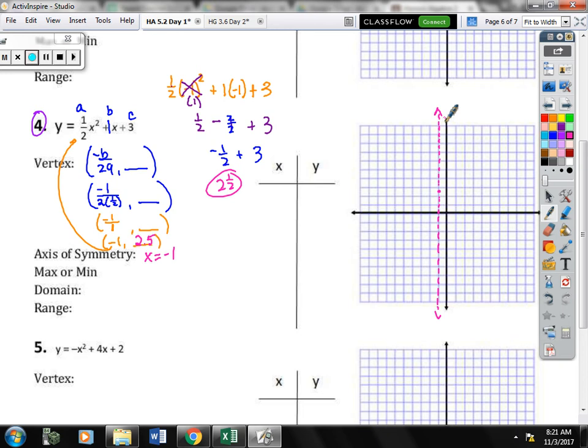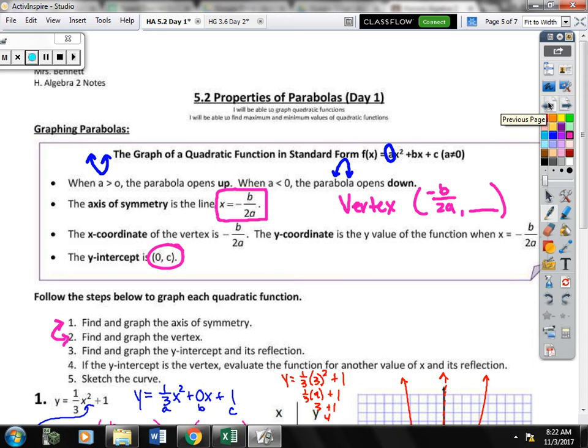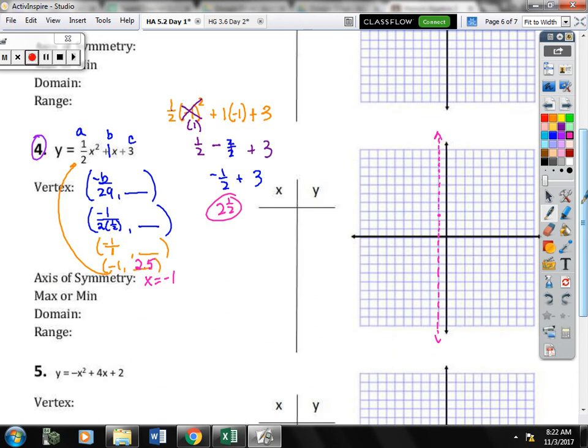Now, if you remember from the front, you can find the y-intercept and reflect it. So the y-intercept, if we go back to our front page notes, it's always going to be 0, c, which is the constant value. So the y-intercept, you don't have to do any work for it. It would just be 0, 3. And again, that's just our y-intercept. You could also plug in 0 and you'll see that that happens. So 0, 3 goes right there. Now I'll reflect that about this axis.